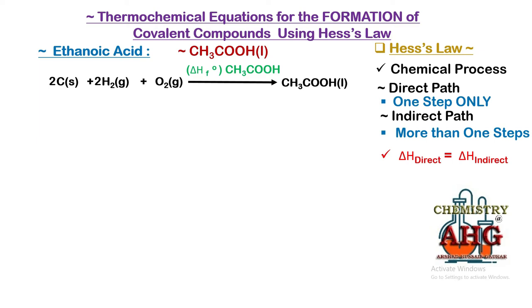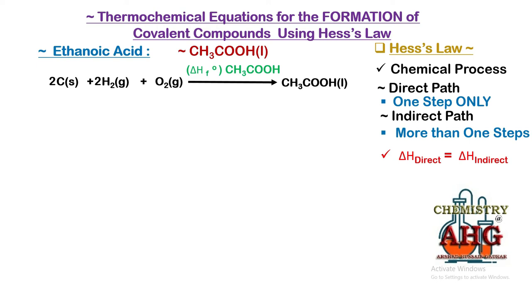What you must remember, whenever you are interested to write down thermochemical equations for the formation of any covalent compound using the indirect path, always remember it is a general fact that the indirect path for the formation of any covalent compound involves two steps. How many steps? Two steps. One step is always the atomization. First of all, we have to atomize all the elements, and after atomization, those elements take part in the formation of covalent bonds. So the two steps are atomization and formation of covalent bonds.